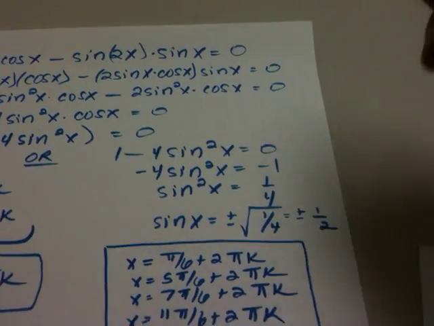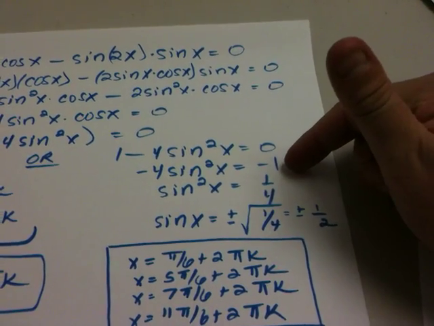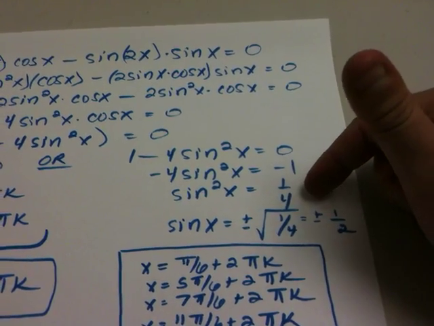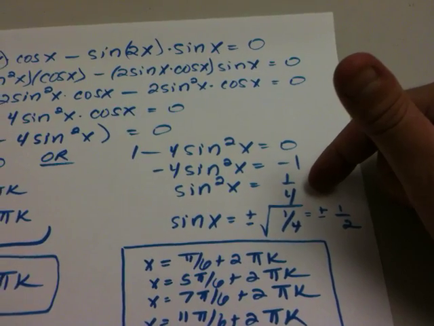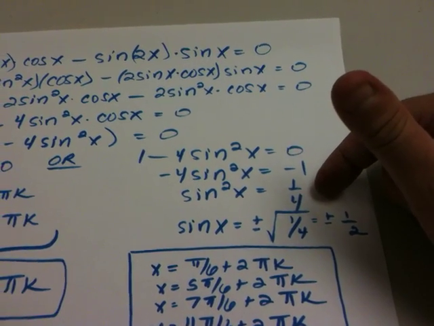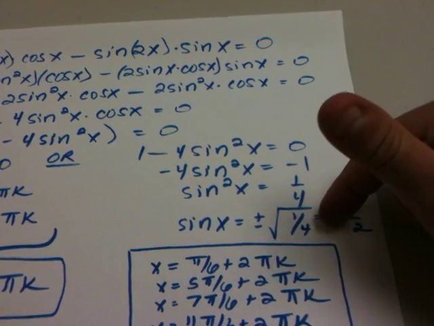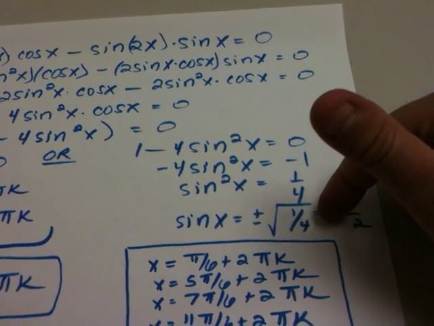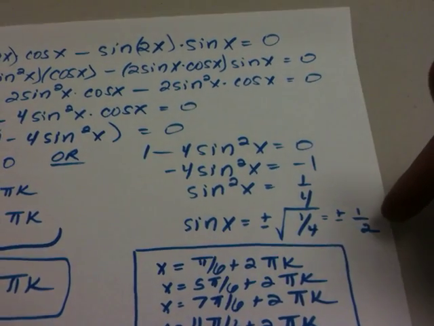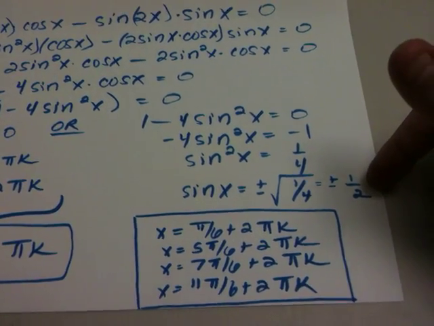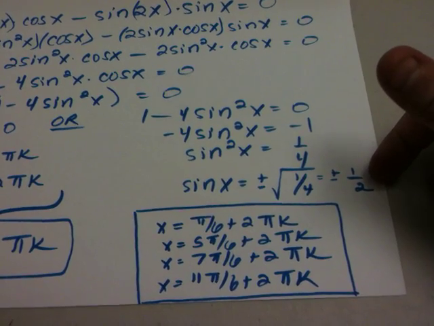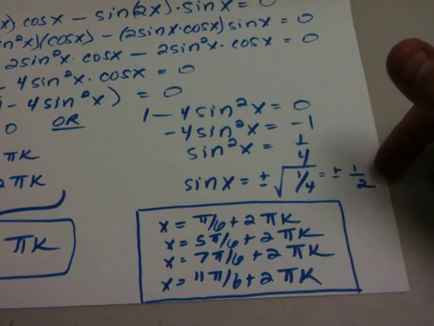I'll move the 1 to the other side where it becomes a negative 1. We're going to divide both sides by negative 4, which gets me sine squared of x equals 1/4. We're going to take the square root, remembering to have the plus or the minus sign in there. Square root of a fourth is going to give me 1/2. From there, I need to figure out where the sine of x equals plus or minus 1/2.